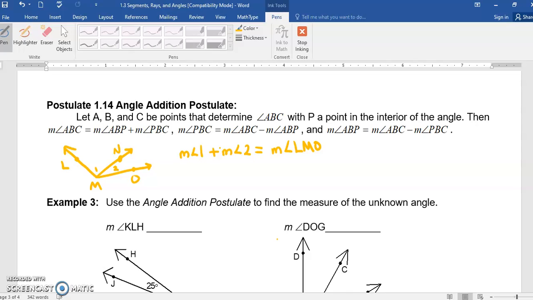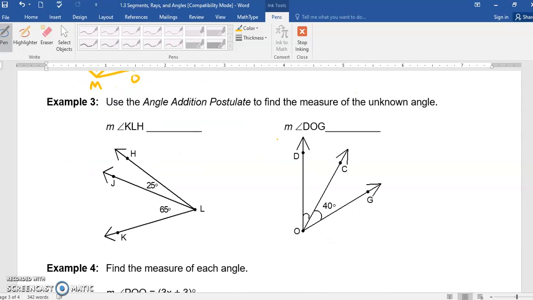Okay, so we're talking about the measures now. We need the little m. So this is really just piece plus piece equals whole thing for angles instead of for segments that we did before. Piece plus piece equals whole thing. And it's always about the measures.